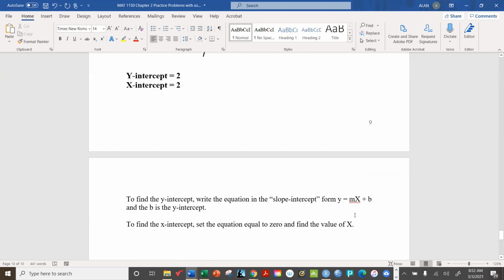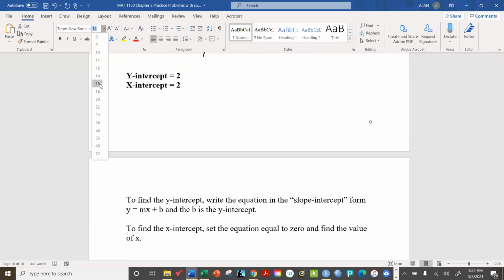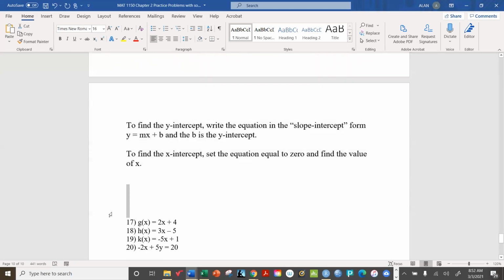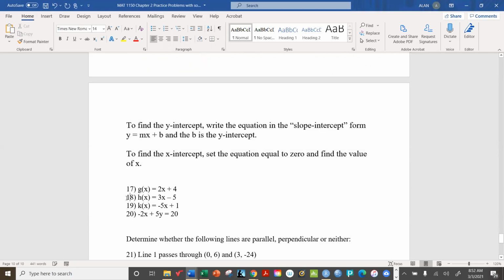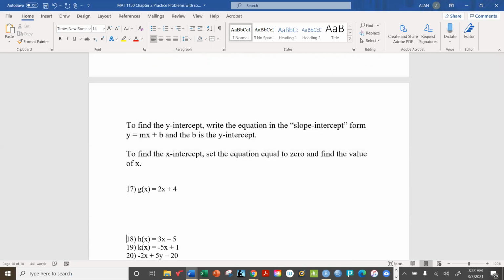All right, I want to be consistent here. I'm going to make them either all upper or lowercase x's. All right, so these are very straightforward. Let's try the next one. Now, no matter what it says on the left, g of x, f of x, h of x, it doesn't matter. It's still y. So the y-intercept here, and here we got lucky again, it's already in the proper format. It's just 4.